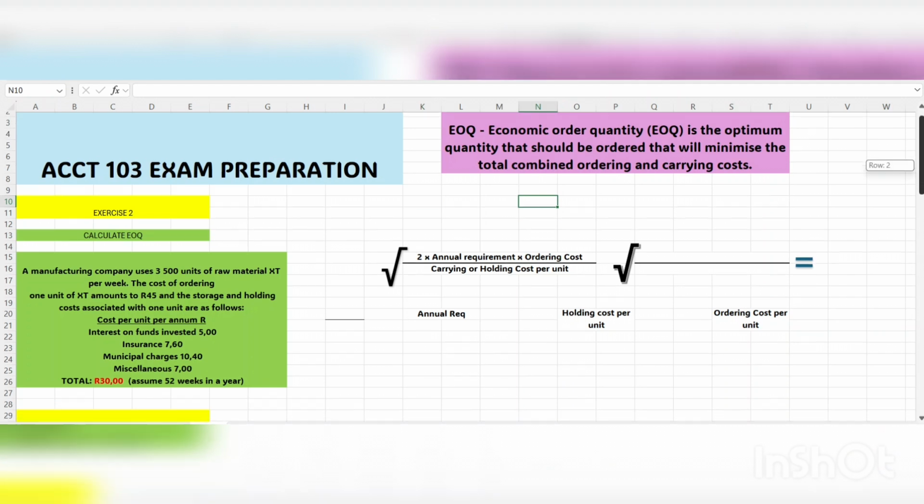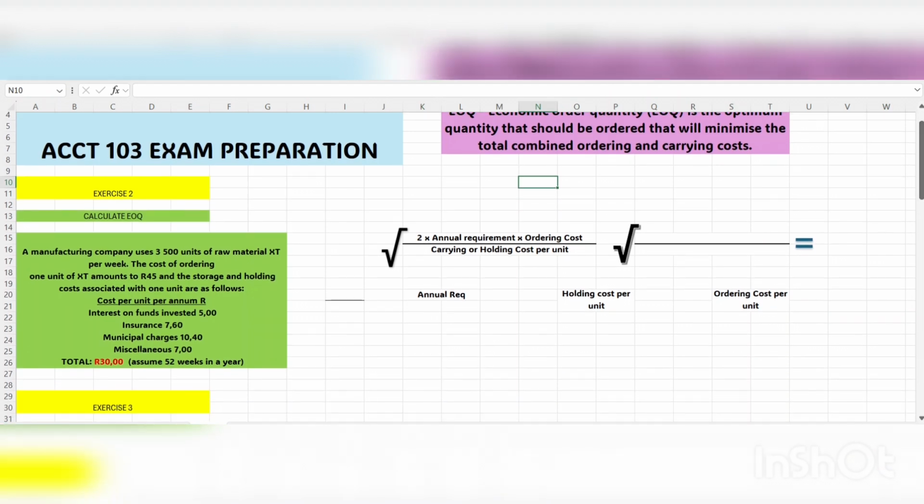So for economic order quantity, our formula is the square root of 2 times your annual requirement times your order cost, divided by your carrying or holding cost per unit, and that's all inside your radical sign. Okay, so this is the given information from exercise 2 in your textbook, on page 234.